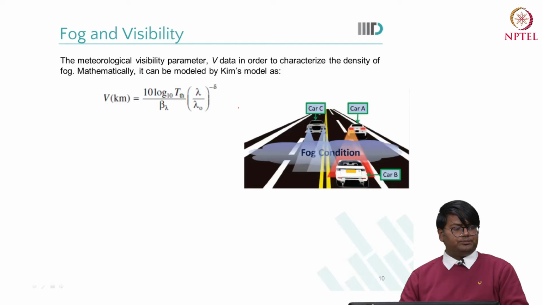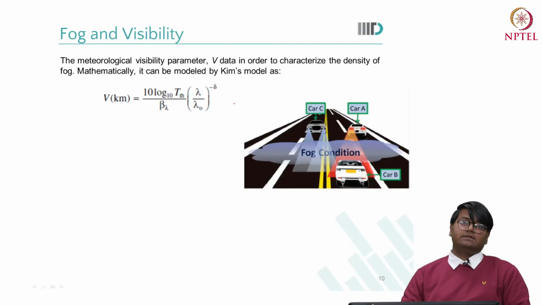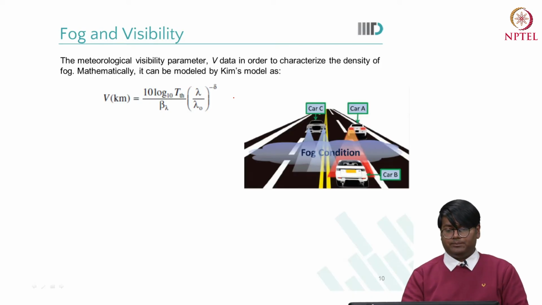Now let us discuss how weather conditions, in particular fog, affect the performance of vehicular VLC. Let us formally define what is fog. The meteorological definition of fog is given by a parameter known as the visibility parameter. This visibility parameter is basically used for defining fog. The very fundamental law to measure the fog density indirectly depends on the visibility parameter.